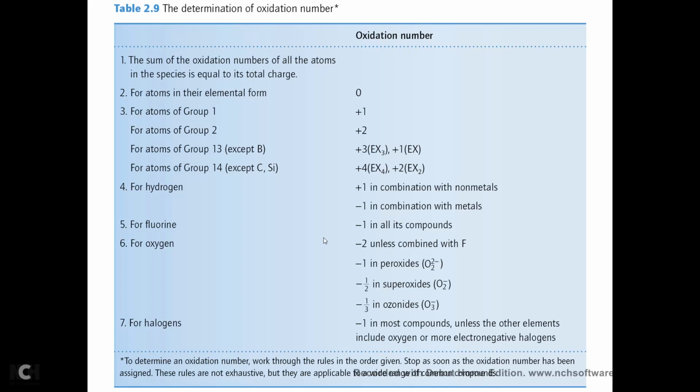So in CH4, how do we assign the electrons? We compare the electronegativity. The one with higher electronegativity gets all the electrons. So in CH4, carbon gets all 8 electrons. In that case, carbon has an oxidation number of -4. Hydrogen has a +1 oxidation number.